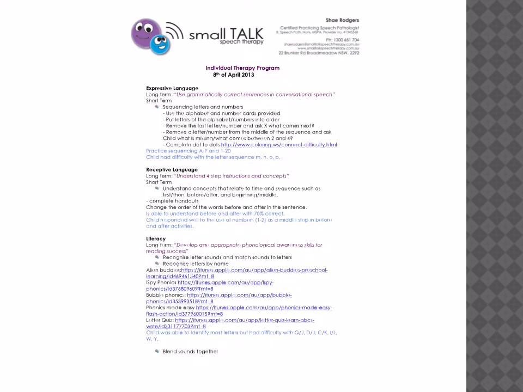As you can see, the example above is an individual therapy program that is handed out on a weekly basis. So there are the long and the short-term goals stated there. In blue is how the child performed during the session. So in this example, the child had difficulty with the letter sequence MNOP. Also in blue are some home practice suggestions for people to work on at home.